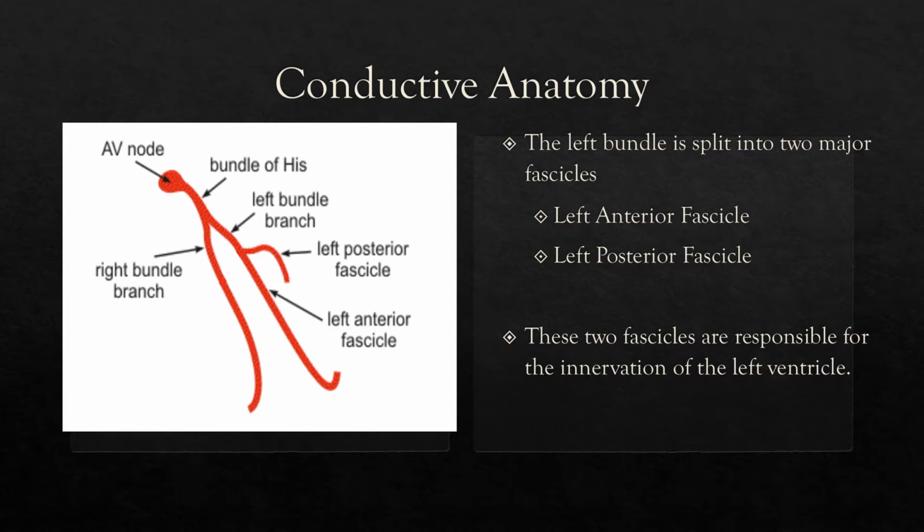The left bundle branch is split into two fascicles. You have the left posterior fascicle and the left anterior fascicle, and each of these are responsible for innervating the left ventricle. The anterior fascicle hits the anterior wall and travels downward inferior, and the left posterior fascicle wraps around and gets the left lateral wall.